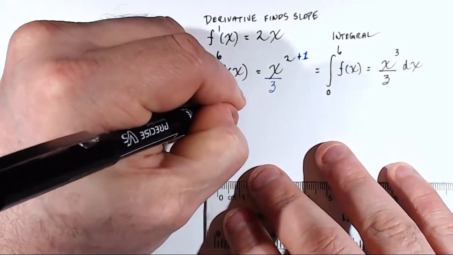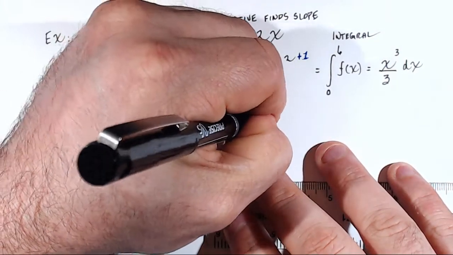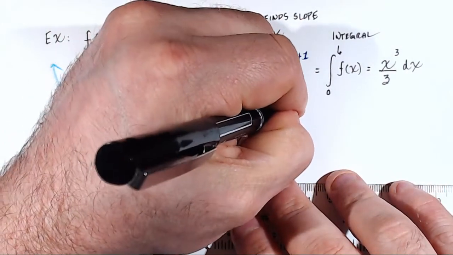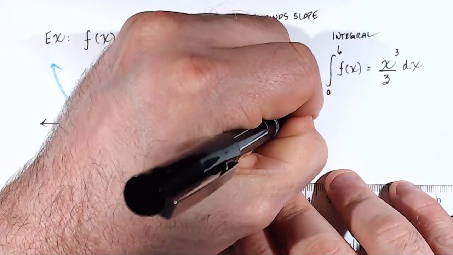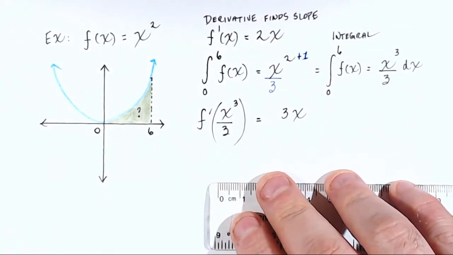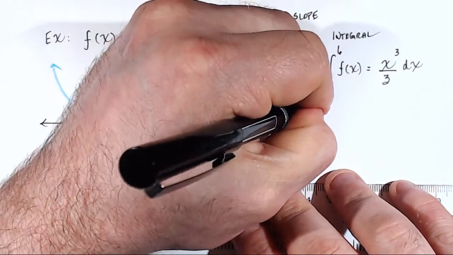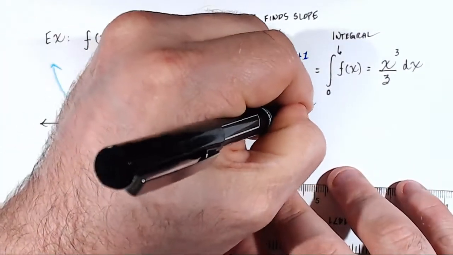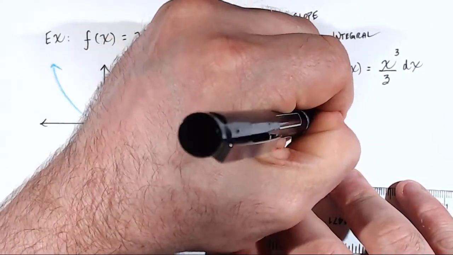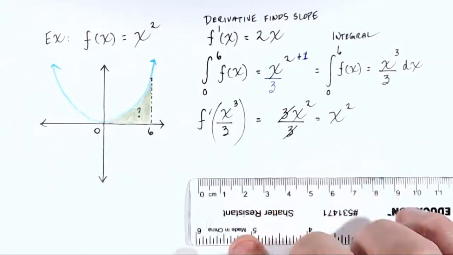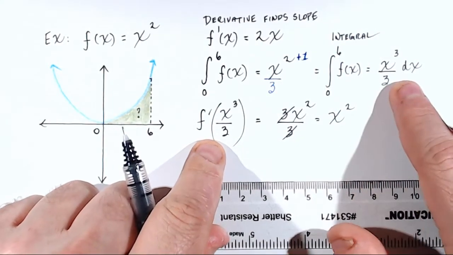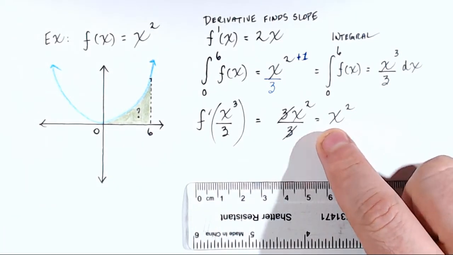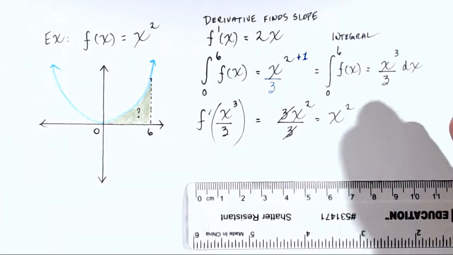Okay, and f prime of x cubed over 3 is equal to, now bring down the 3, 3x, 3 minus 1 in the exponent leaves behind 2, over 3. And now these 3's cancel, leaving behind just x squared. So if we take the derivative of our integral, you arrive back at your original function. Okay, so you see how these things interrelate.